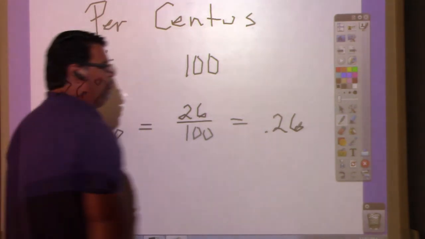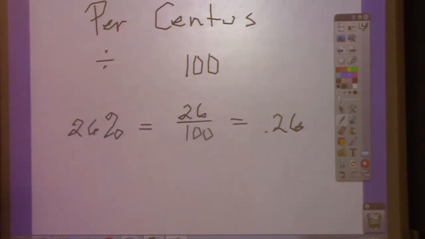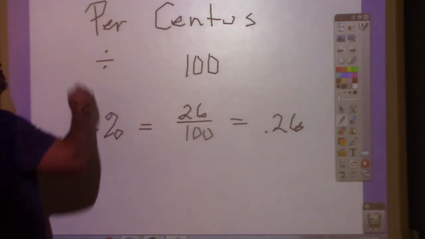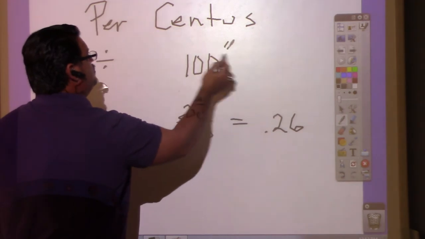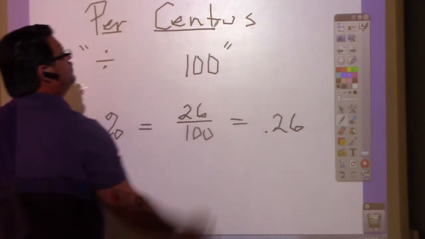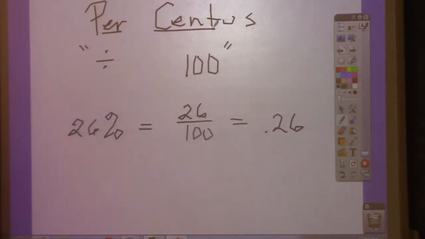Now you got it. So you can rewrite a fraction as a decimal, a decimal as a fraction, a percent as a decimal, and so on. So if I give you 33%, then you put it over 100, and you can write it as 0.33, or you can write it as 33 over 100.